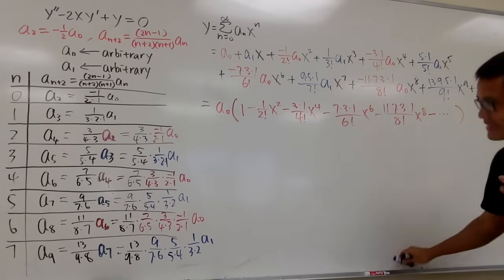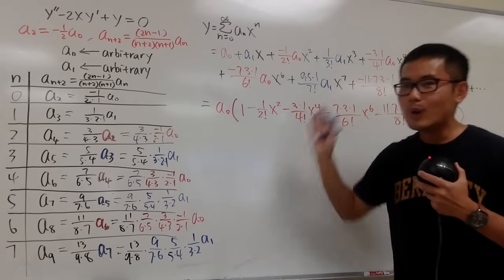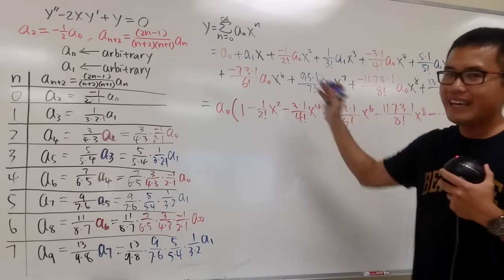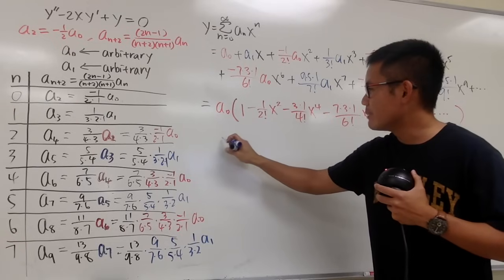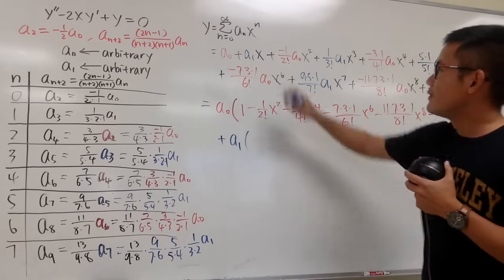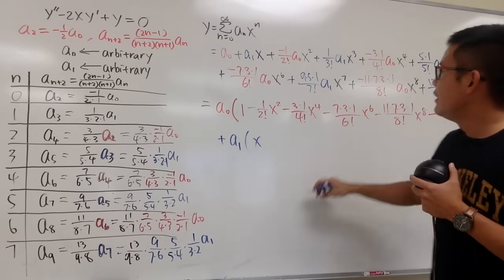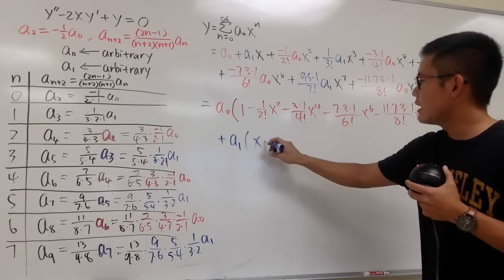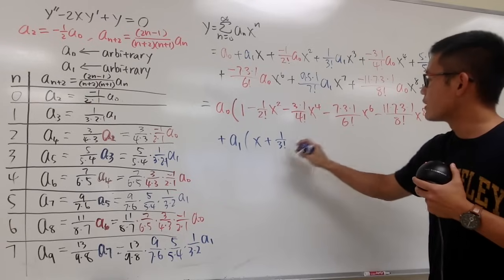And then we'll put down all the terms that have the A1 in blue. And let me just say plus A1, parentheses, first right here it's going to be x, next it's going to be this, plus 1 over 3 factorial.